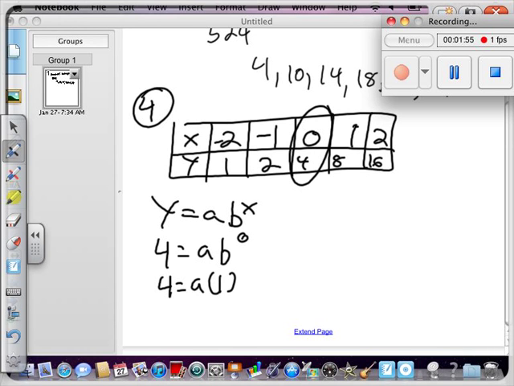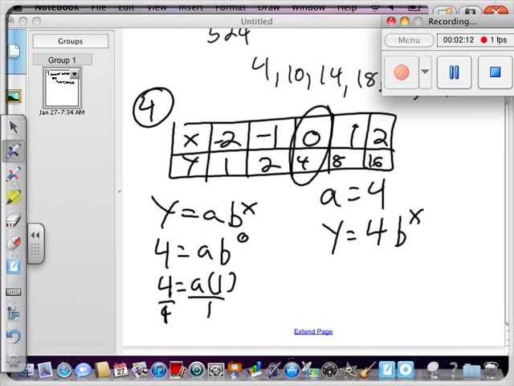Okay, so A is going to have to be what? If we divide 4 divided by 1, what do we get? 1. We get 4. So A equals 4. So then let's plug that in. Y equals 4 times B to the x.